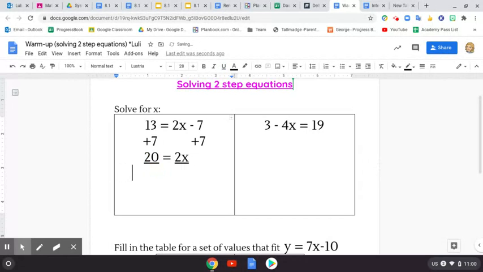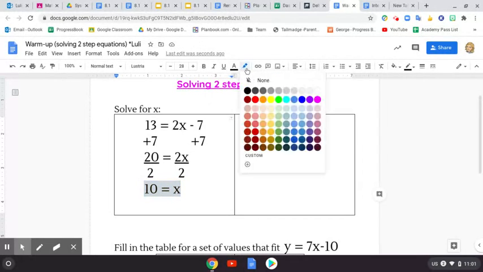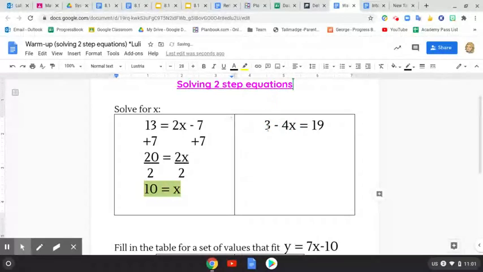So we're going to divide by 2 on the left and divide by 2 on the right. 20 divided by 2 is 10, and 2x divided by 2 leaves just our x. So 10 equals x is our final answer. I'm going to highlight that. I would circle it if I was in class, but highlighting is fine here. We do not need a label on it because it's not a word problem. We're just solving for x.